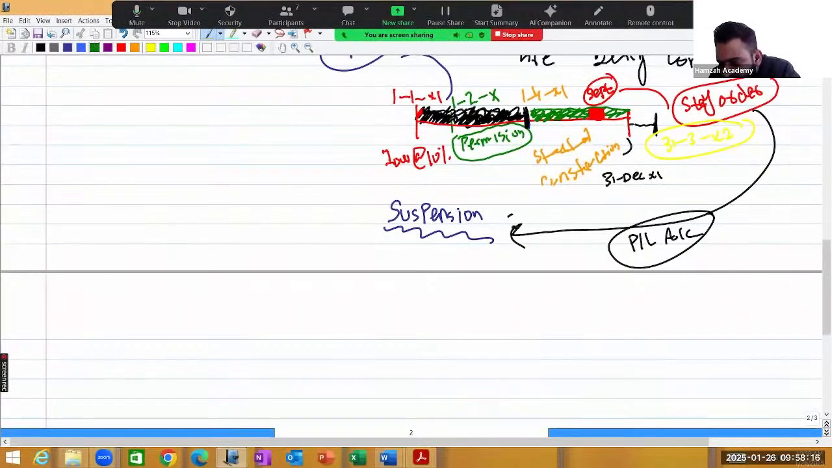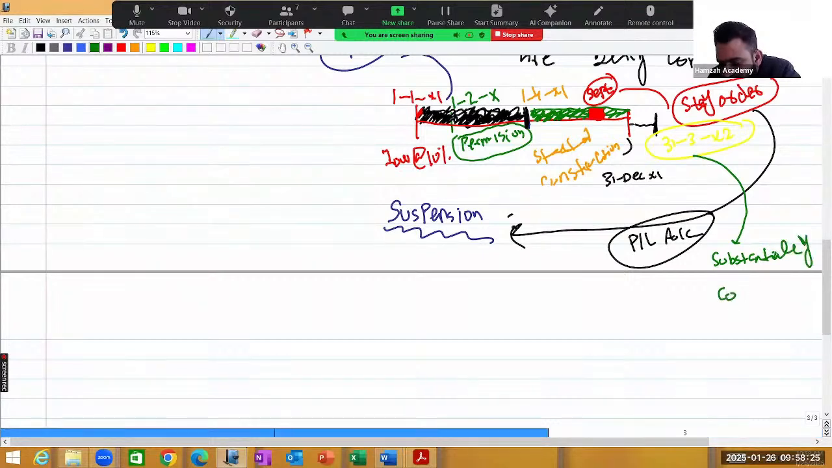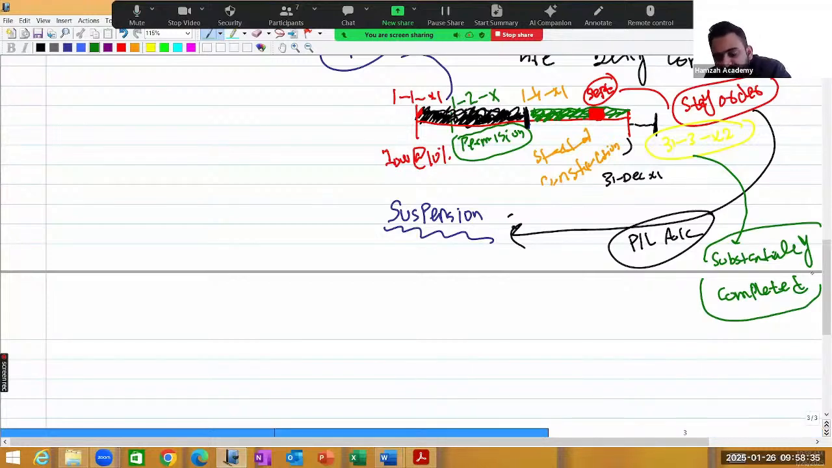Now, this 31st March is the date when the asset is substantially completed. So after that date, if we are still using the loan, the interest cost will be expensed out in the profit and loss account.